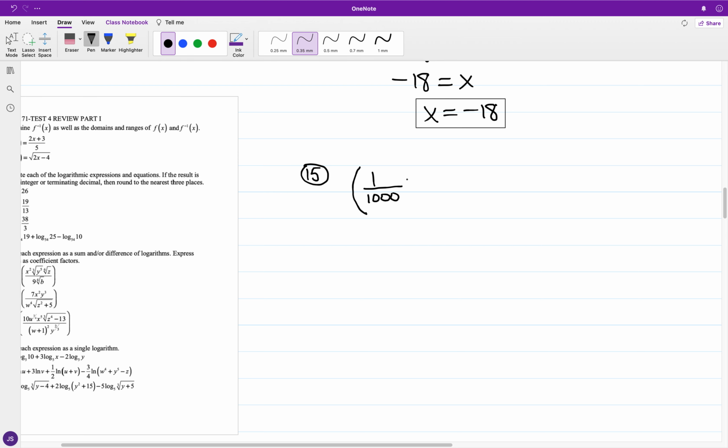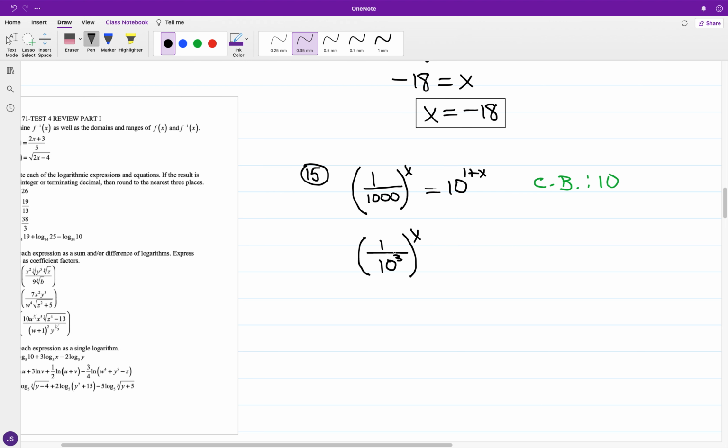Okay, so you have (1/1000)^x equal to 10^(1+x). Now we have the common base already present, and that number is going to be 10. Looking at writing in terms of base 10, 1,000 is going to be 10 raised to the third power. So 1 over 1,000 is going to be 1 over 10 to the third.